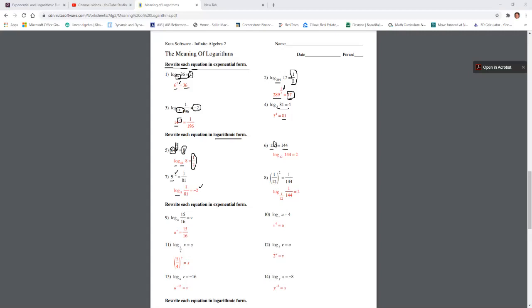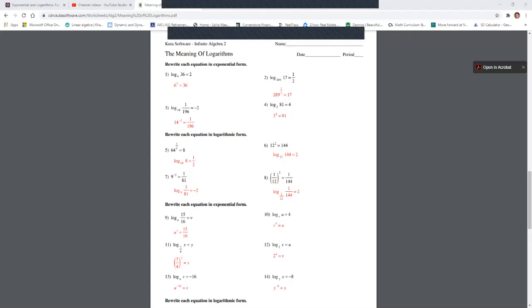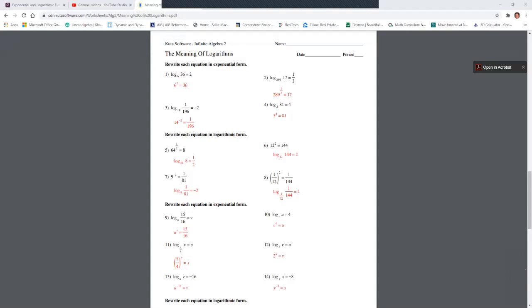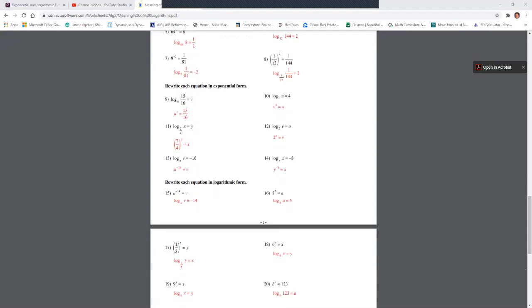Look at problem number 11. On problem 11, we're rewriting each equation in exponential form. So we're going from logarithmic form to exponential form. And here we have a base of u. Our exponent is v, so we have u to the power of v is equal to 15/16. And what I would like to do at this point is to clear the drawing and have you pause the video and see if you could go through these problems here and actually solve these and get the answers that you see on the worksheet.